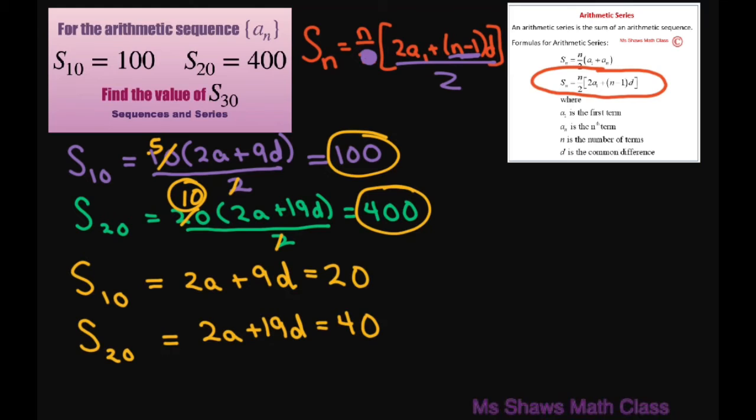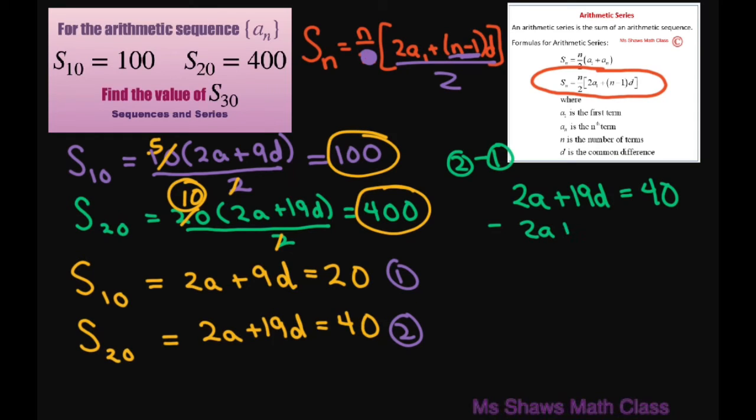Alright, let's call this equation 1, equation 2. And we're going to take equation 2 and subtract equation 1. So we have a system of equations here. We're going to subtract. So it's 2 subtract 1. So 2a plus 9d equals 20. And this is going to give me 10d equals 20. So d equals 2.